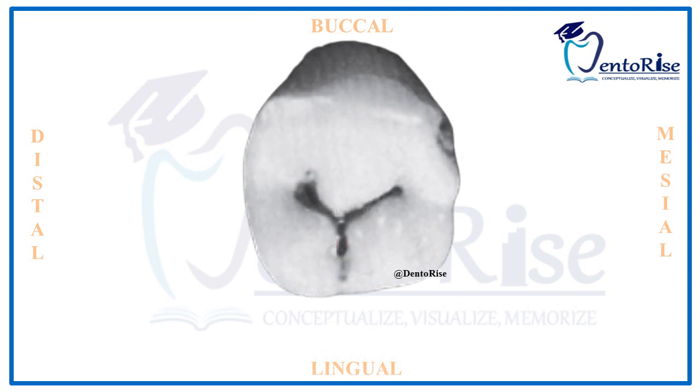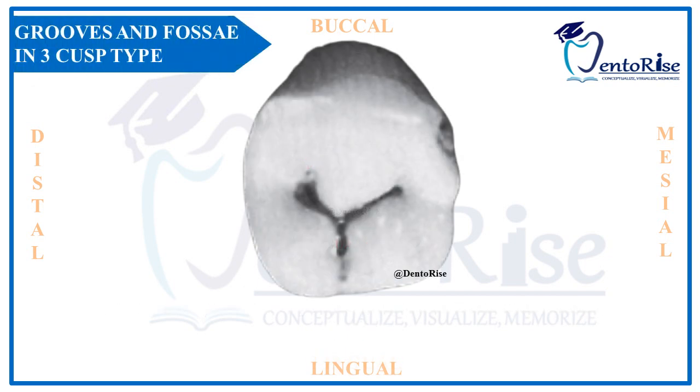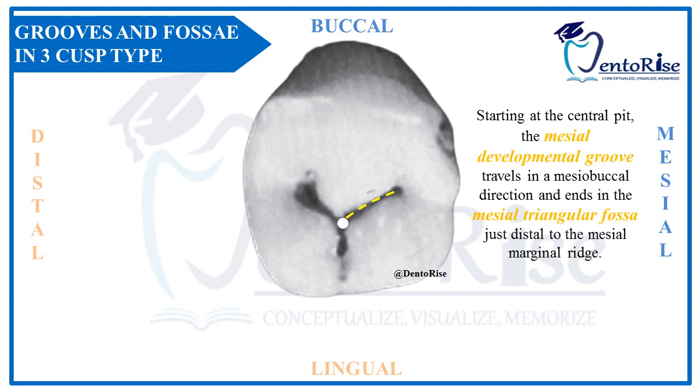Now let's talk about the grooves and the fossa present in the three-cusp type. Overall, if we see grossly, then the occlusal aspect of this tooth has a Y shape. This Y shape is formed by three grooves ending up in a central pit. Therefore, if we start from the central pit and then move in a mesiobuccal direction as shown in the figure with yellow, the groove is called as the mesial developmental groove.